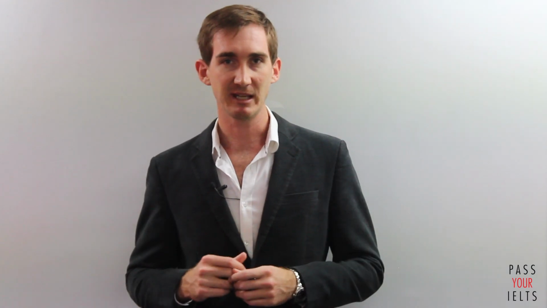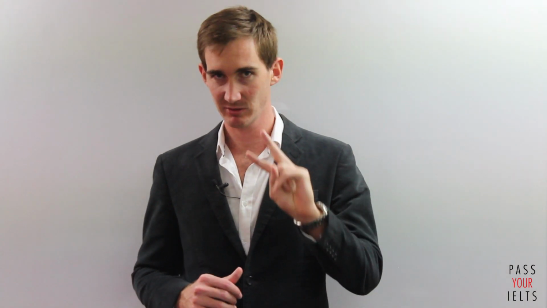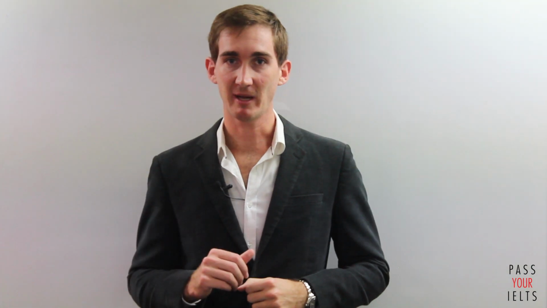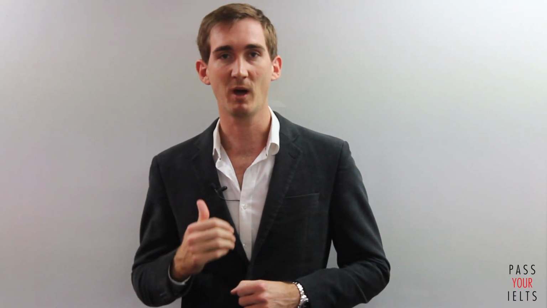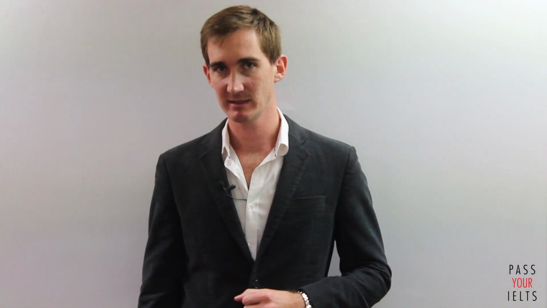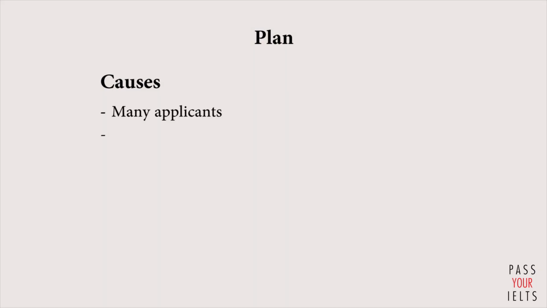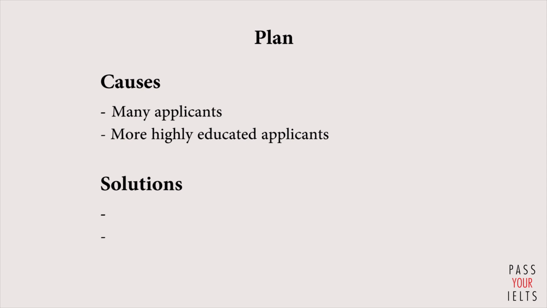Just like in previous essays, we need to think of 4 points to cover the 2 body paragraphs. In the first body paragraph, I've thought of 2 causes why it's harder to get a job these days. There are many applicants and there are more highly educated applicants. So both of these points are about applicants. One, many, the other, more highly educated. When I come to write my solutions paragraph, I'll talk about the solution of networking, that will help me get a good job, and being aware of the job market's future.